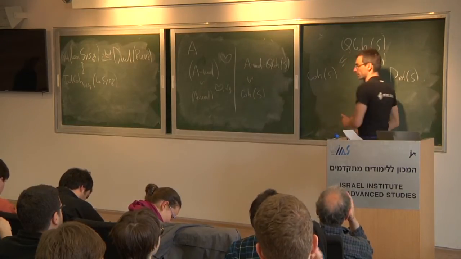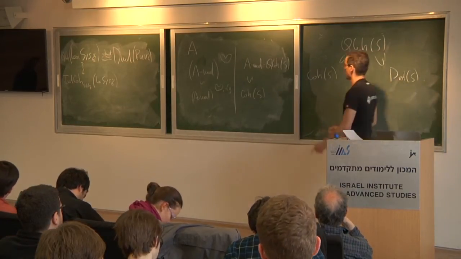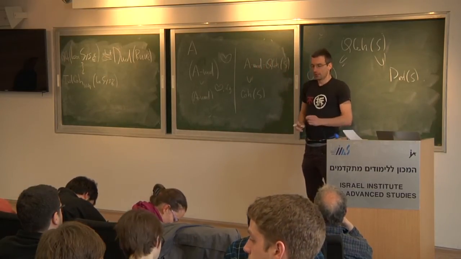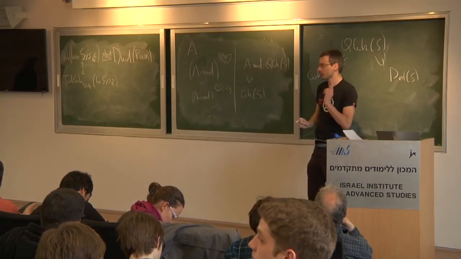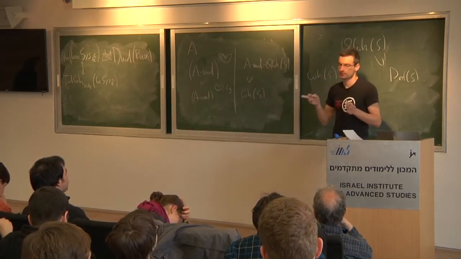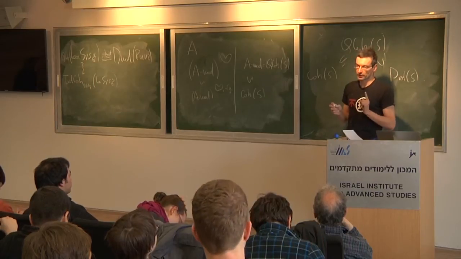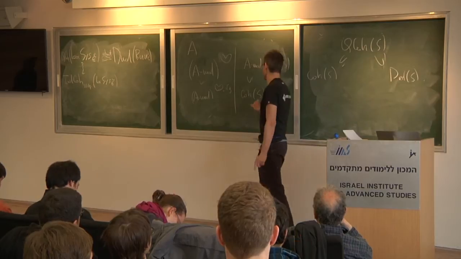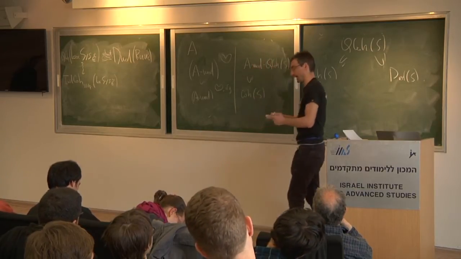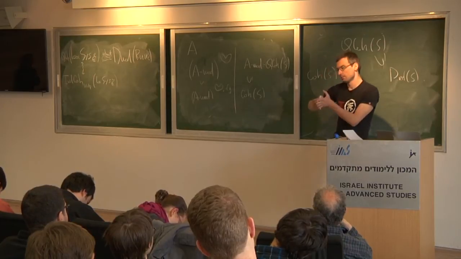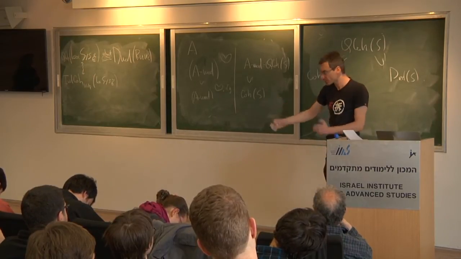So Perf of S is what? These are, again, complexes, but the condition is different. I want these complexes to be, well, quasi-isomorphic to finite complexes of projectives. So it's a stronger condition than just having finitely many cohomologies, each cohomology finitely generated. I want the complex to be actually modeled by a finite complex of projectives.